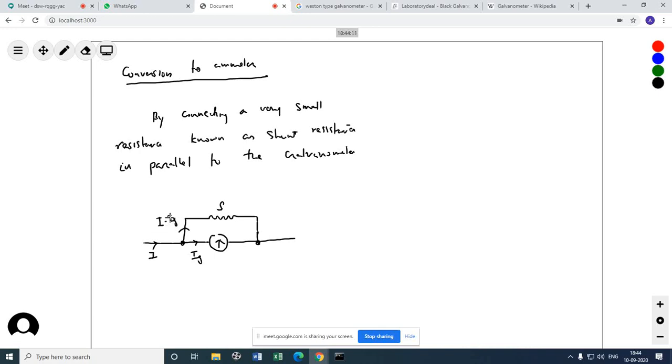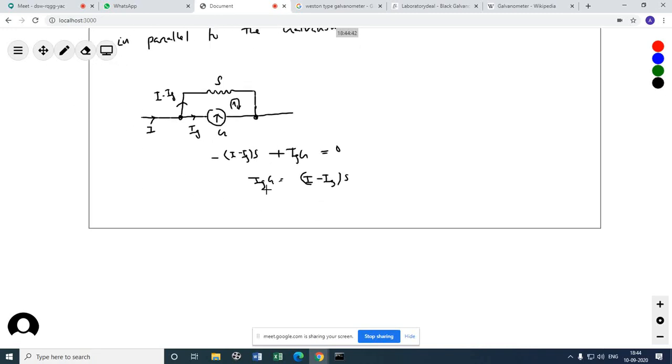The current through the shunt is I minus Ig, and G is the galvanometer resistance. Using Kirchhoff's rule, going with the direction of current, minus (I minus Ig) into S plus IgG equals 0. So IgG equals (I minus Ig) into S, so S will be equal to IgG by (I minus Ig).